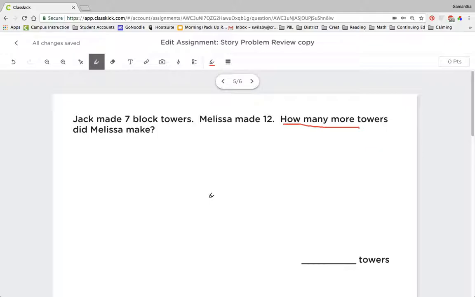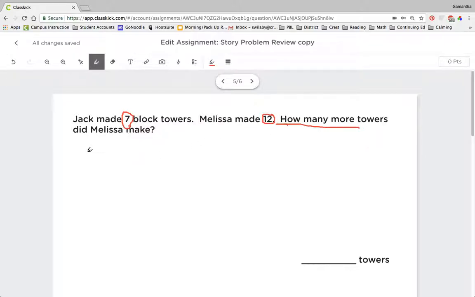One of my favorites is drawing a picture. So if I'm going to draw a picture, I have to look at what I know. I know I'm trying to figure out how many more, but I know that Jack made 7 block towers and Melissa made 12. So I'm going to draw out these towers, but since I know that they're different people and I'm comparing the two, I'm going to do something to make sure that they stand out from one another. So I'm going to make Jack's blocks look different than Melissa's blocks.